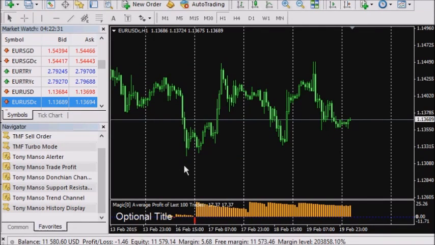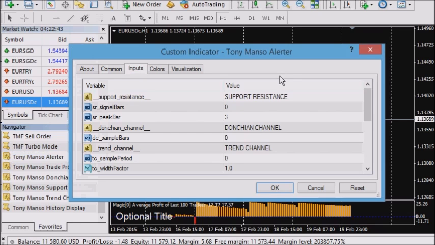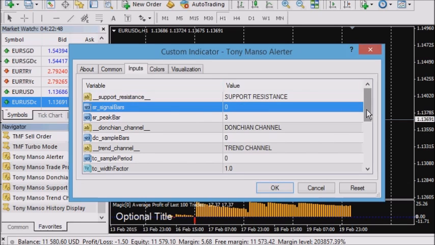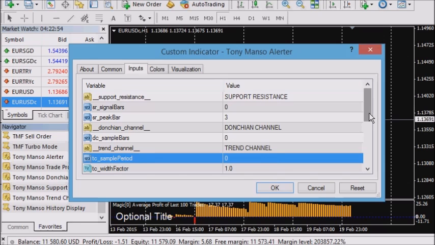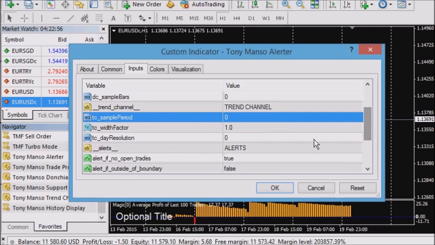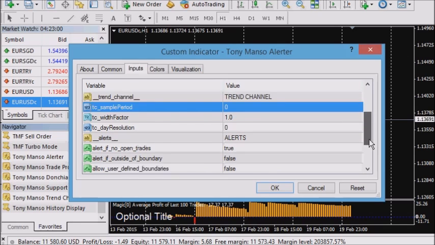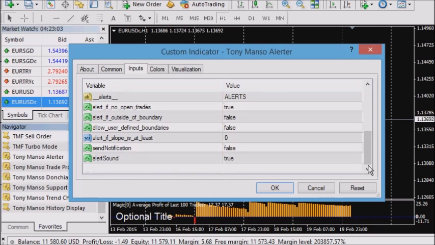In this video I'm going to show you what I consider to be one of the coolest indicators that I've seen in a long time. This is the Tony Manso Alerter, and pretty much its entire job is to alert you of different things. It can tell you when the price is at support resistance, at a Donchian channel boundary, or when price is about to break through the trend channel. But the one I'm going to show you right now is called user defined boundaries.